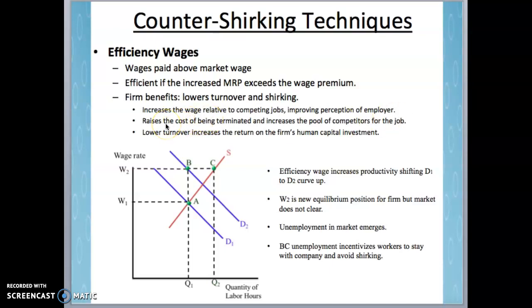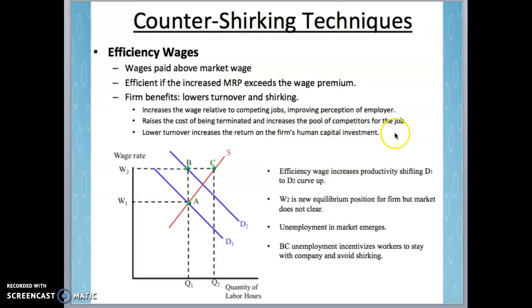The second thing to consider is it raises the cost of being terminated. The employee that loses their job at McDonald's at $12 an hour goes to Jack in the Box and gets a job at $12 an hour. But the employee that loses their job at In-N-Out at $15 an hour goes to McDonald's or Jack in the Box and gets a job for $12 an hour. So the cost of being terminated is higher for those employees getting an efficiency wage, which means that they're less likely to leave and they're less likely to shirk because they don't want to get terminated.